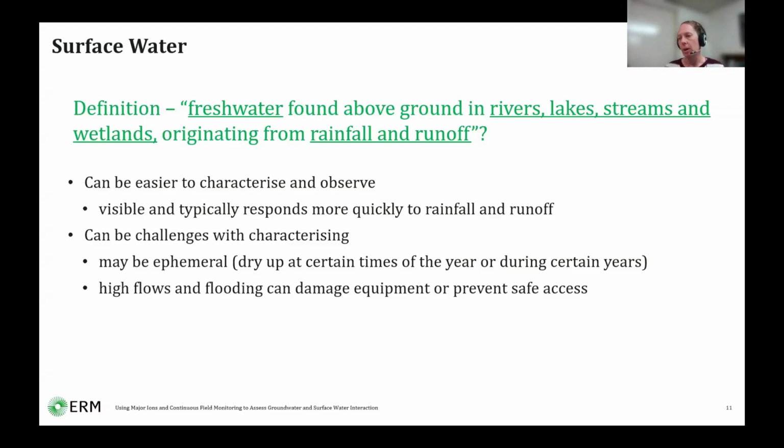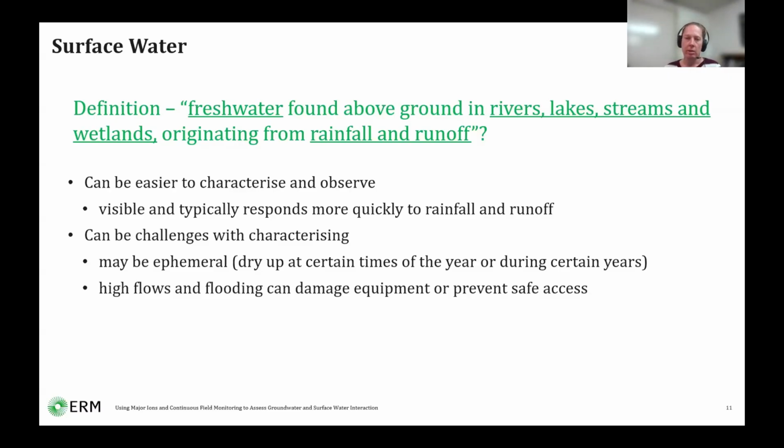So, fresh water above ground in rivers, lakes, streams, and wetlands, I agree with that component, that originates from rainfall and runoff. Being a hydrogeologist, I'm a little bit upset that this definition doesn't include inputs from groundwater, but I'll get past that. So, a couple of things about surface water.